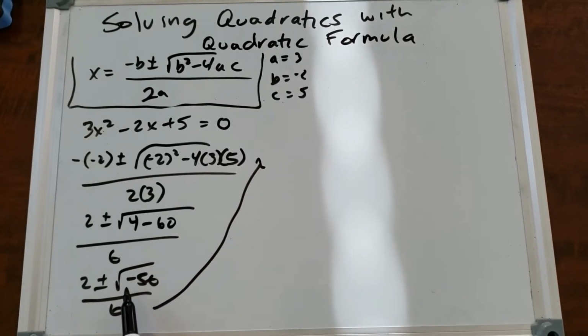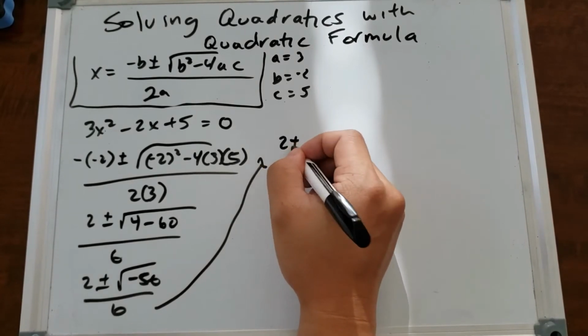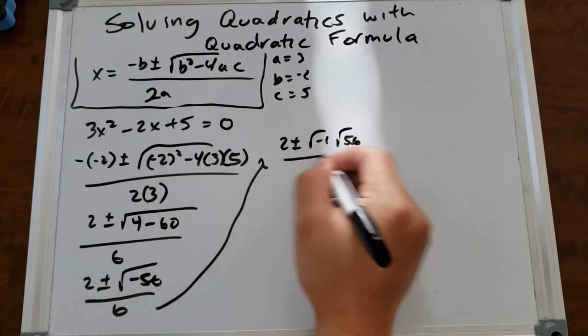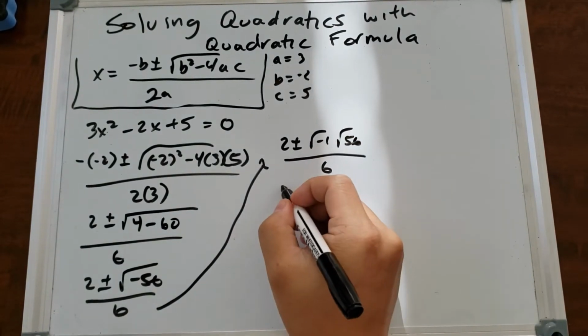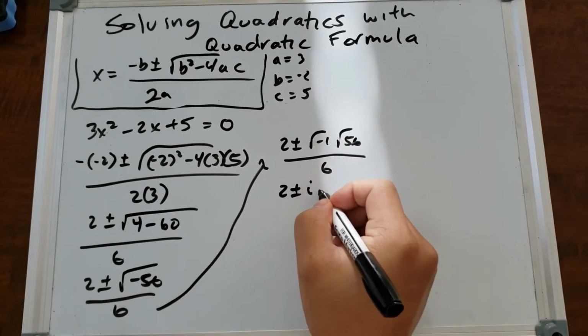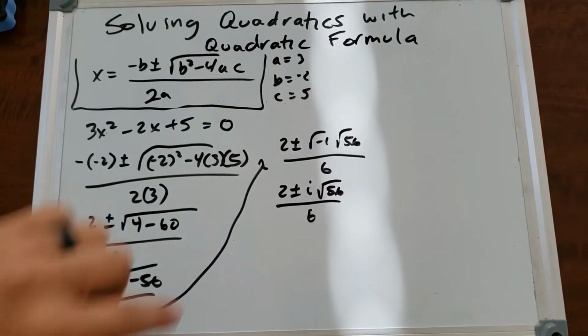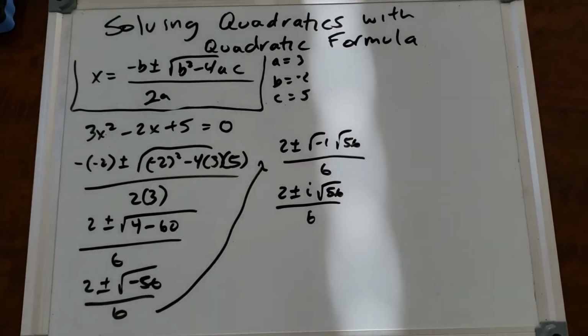Now remember, whenever we have that negative under the square root, I want us to split it up like this. 2 plus or minus, so the square root of -1, square root of 56, all over 6. And what is the square root of -1 in math? Remember, it's that special letter i. So I'm just going to put an i there over 6.